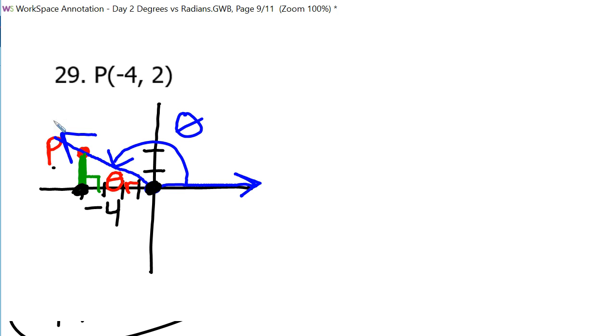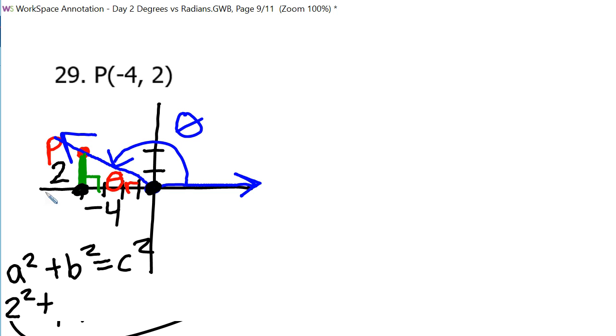So you don't have to worry about if the hypotenuse is positive or negative, it's always positive. Now, 2 and 4 is not a Pythagorean triple. So to find that missing side, we will have to use the Pythagorean theorem. So a squared plus b squared equals c squared. So this will be 2 squared plus negative 4 squared equals c squared.